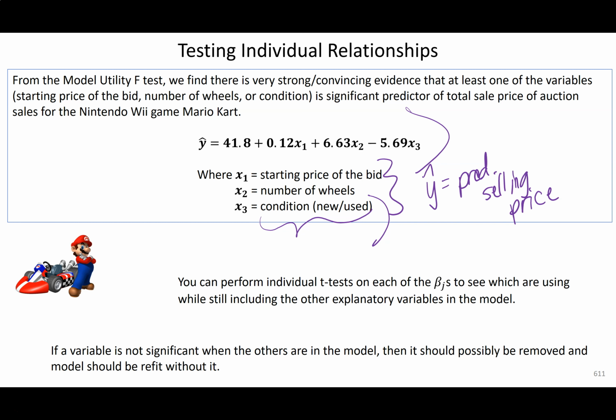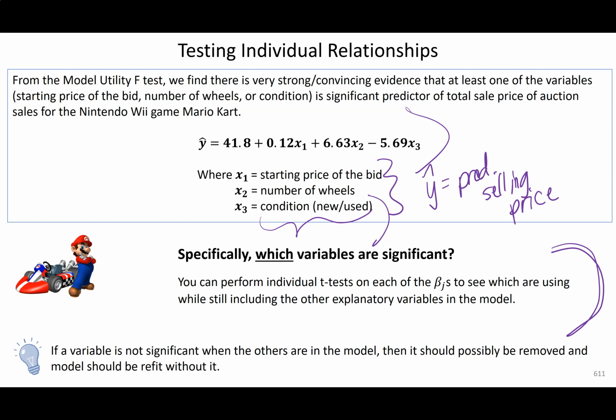Once we perform that overall F test, we can perform individual t-tests to find out which explanatory variables are useful in explaining the selling price of the game. If a variable is not significant when the others are included in the model, it's possible that we should exclude that particular variable. So if we ran t-tests for all of the explanatory variables and found this one is the least significant, with a very large p-value, try fitting the model again, excluding this variable, and see how it fits.